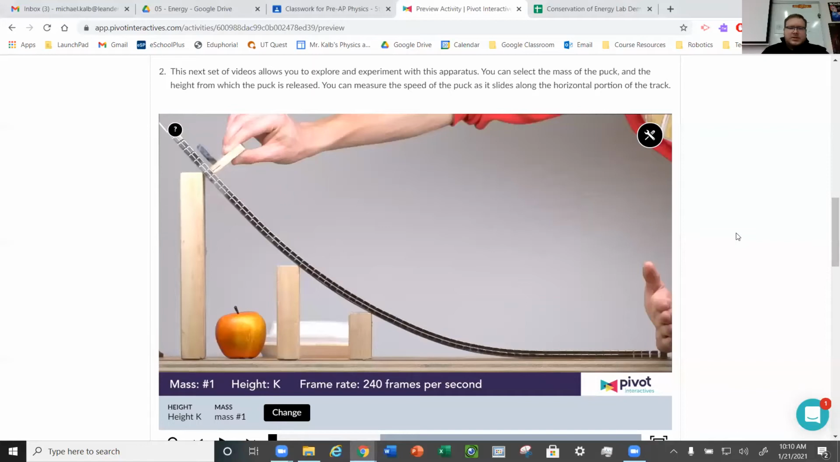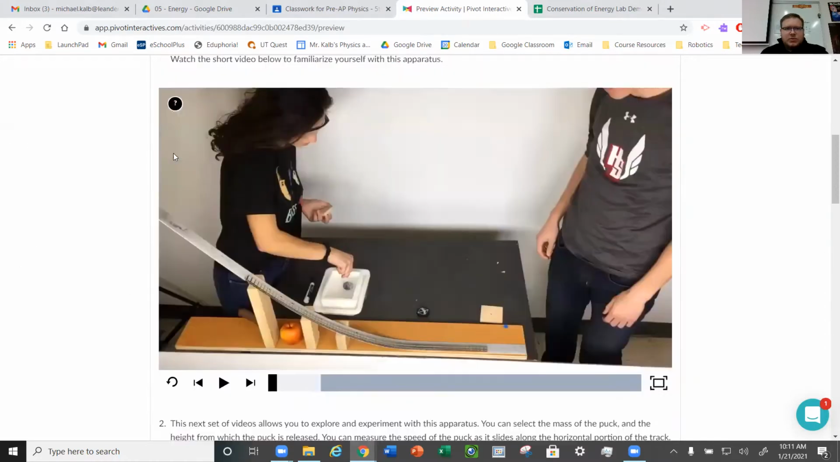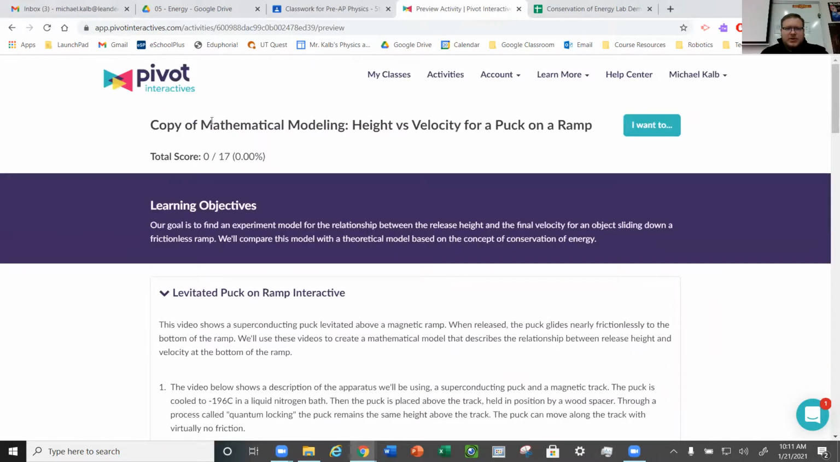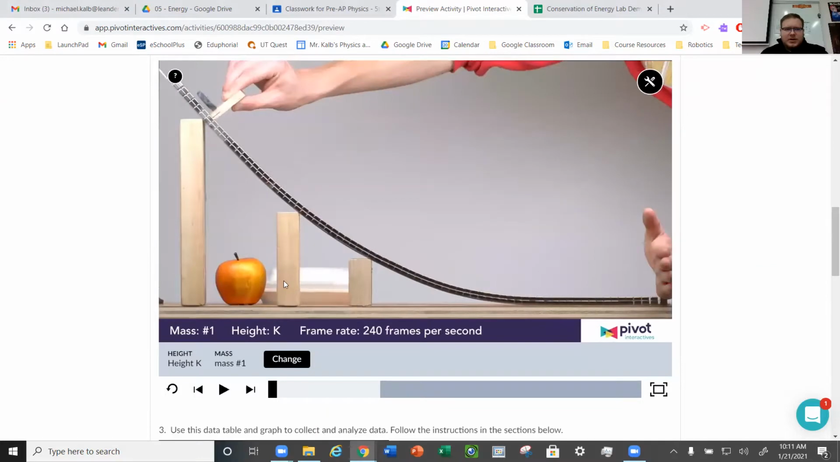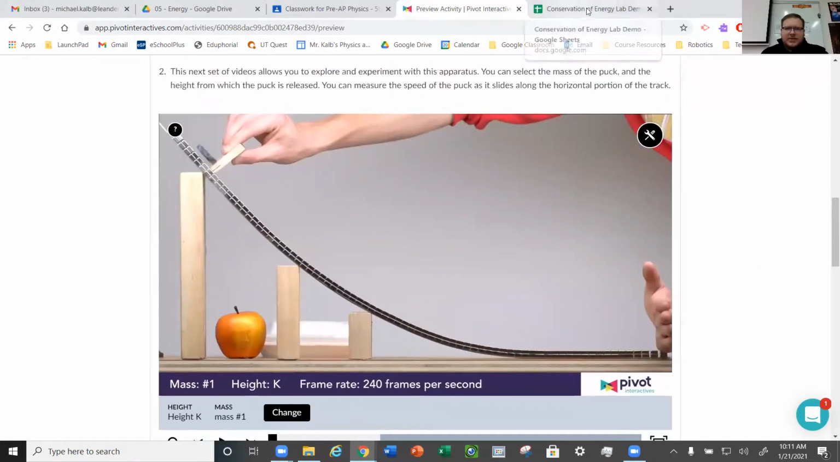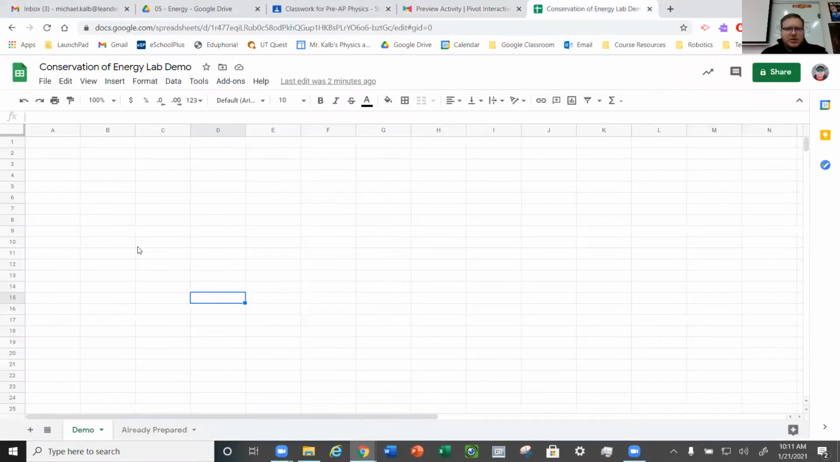Hey everyone, so for this video, I'm going to be demoing how to do the data collection for the Conservation of Energy Lab. So once you've loaded the mathematical modeling, height versus velocity for a puck on a ramp, you're going to need to also have a spreadsheet where you're going to collect and calculate your data and make your graphs.